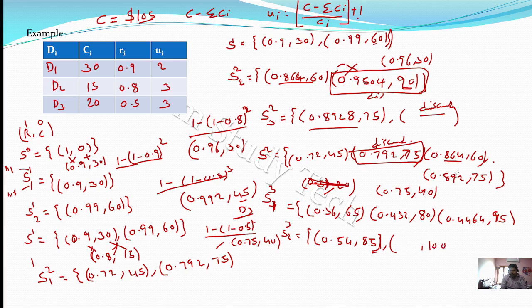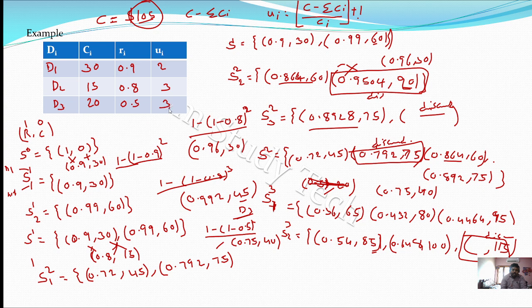Okay, you can multiply this 0.864 into 0.75, that is 0.648, right? So here you can see 40 plus 75, that is 115. Here it is 115. So actually we have the total is $105, so without multiplying this reliability you can discard this one.